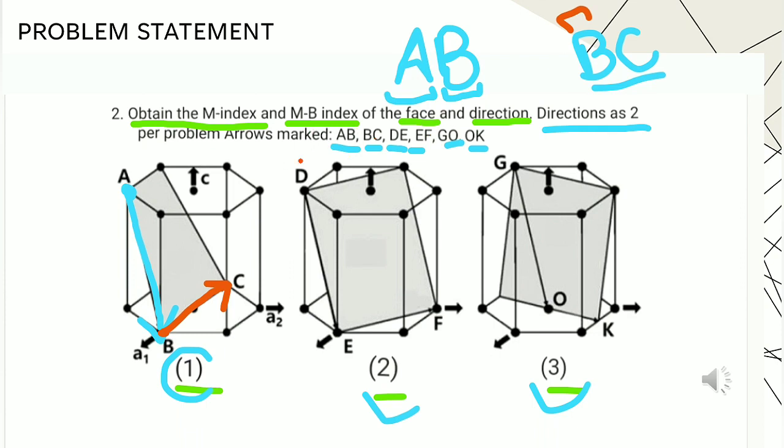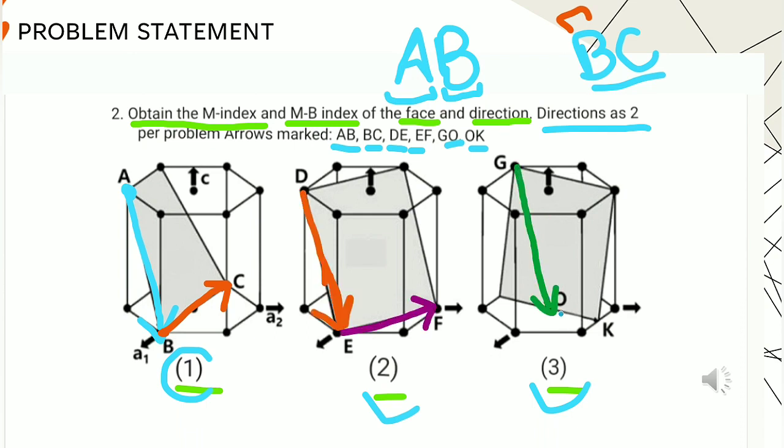I'll do this offline to save time, and after that we'll find out these indices one by one, because the method for direction indices is quite different from the one that we use for plane indices. Practice it as much as possible so that you do not find it difficult. Sometimes students get confused about what method to adopt while finding the indices for planes and directions, and they confuse both of these methods. So practice it so that you may not get confused.